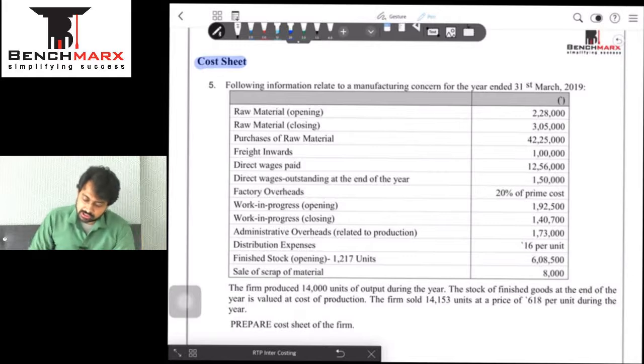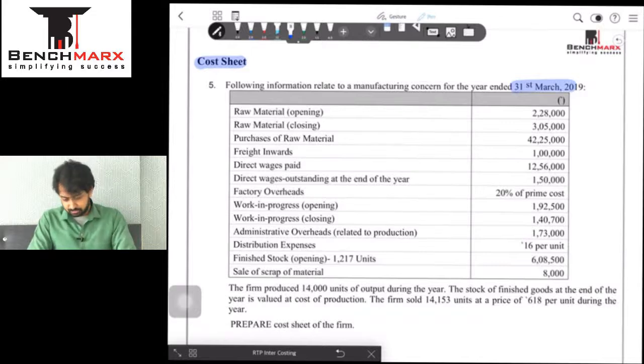Following information is of a manufacturing concern for the year 31st March 19. So our year of concern is 31st March 19. Okay. RM opening is given, RM closing is given. Okay. I have got purchase of RM. Okay. I've got freight inwards. Freight inwards is nothing but direct cost. It will come before my prime cost only because freight is paid for purchases.